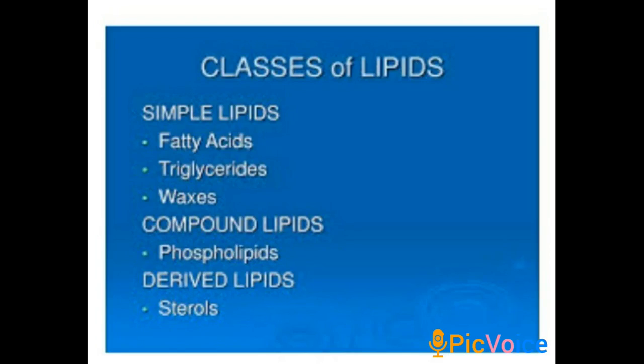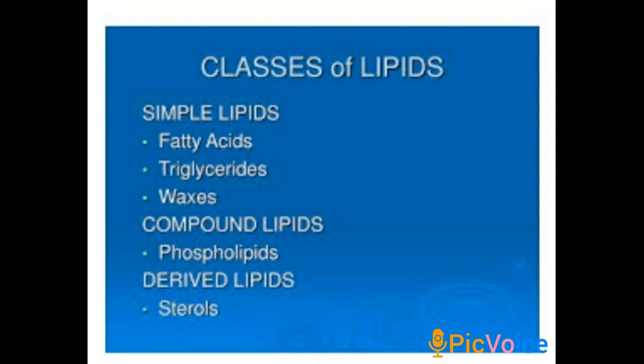Simple lipids are also known as neutral fats. These are made up of triglycerides, that is 3 fatty acid molecules plus 1 glycerol. These are the major source of fatty acids to the body. So that is simple lipids. Then coming to compound lipids, these are made up of simple lipids containing additional groups such as phosphorus, carbohydrate or protein. For example, phospholipids, glycolipids and lipoproteins.